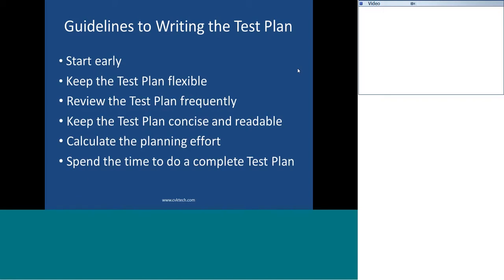And the next one is to keep the test plan flexible. As we talked about, the test plan is a dynamic document. It keeps on changing during the testing life cycle. So a test plan should be flexible. When you are writing something in a test plan document, like automation tools, you should be flexible about changing the automation strategy as well.